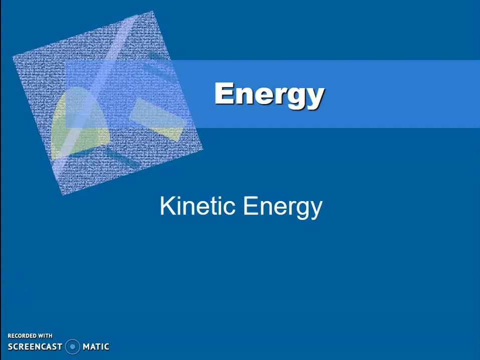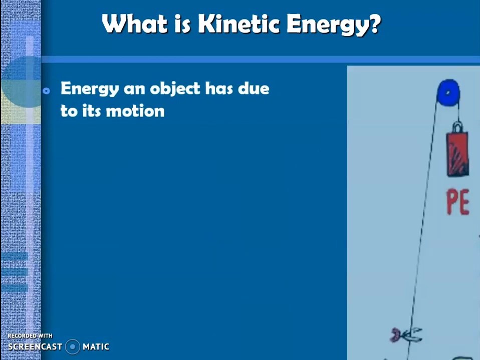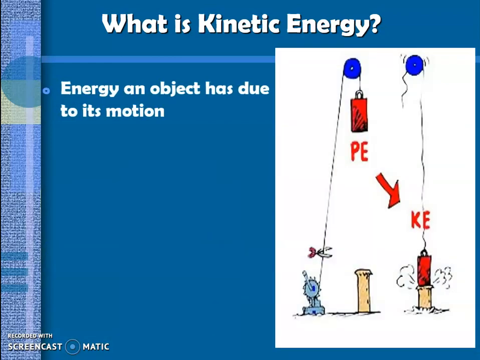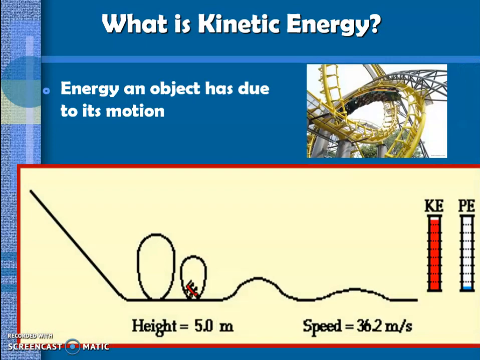Alright, today we are going to learn how to calculate kinetic energy. So just a reminder that kinetic energy is the energy that an object has due to its motion. So anything in motion has kinetic energy. Okay, in this moving roller coaster diagram, you can watch as the kinetic energy and potential energy interchange throughout the motion of the roller coaster.